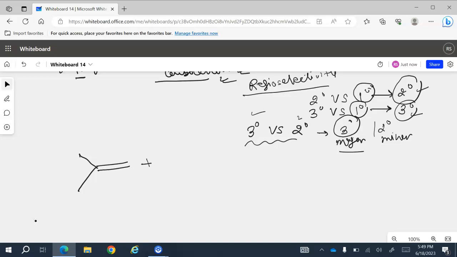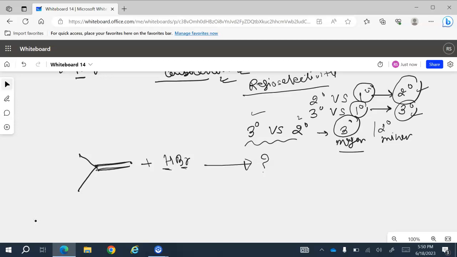We are adding hydrogen bromide, and you are asked to figure out what will be the major product of this reaction. So here you can discuss two possible products. Again, hydrogen and bromine are adding across the double bond. One carbon will take hydrogen, the other carbon will take bromine.